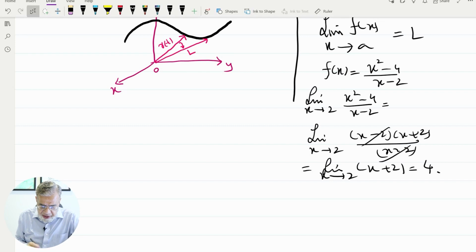We have three functions, f of t, g of t, h of t. For each of them we have to check, the same as we have done for the function of x, whether the limit exists or does not exist. So sometimes the limit does not exist. If the limit of any one of the functions does not exist, then the limit does not exist. So I write here the definition for the vector value function.